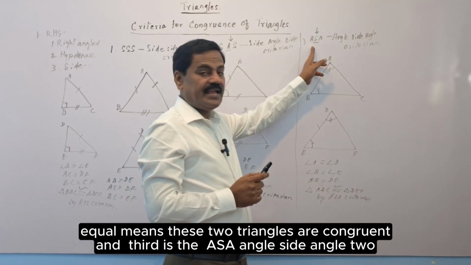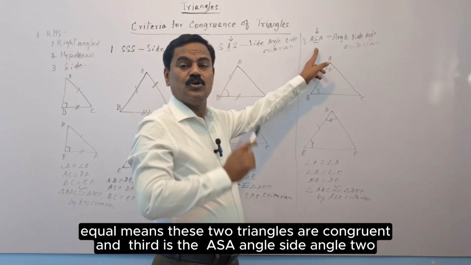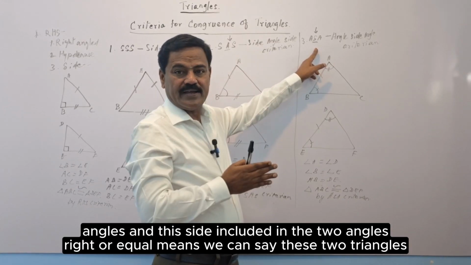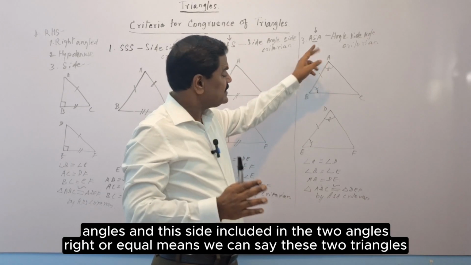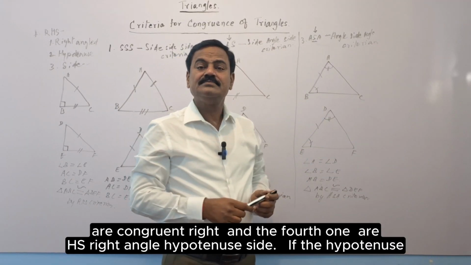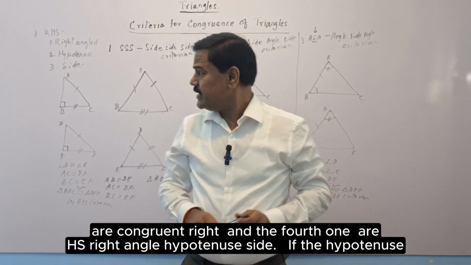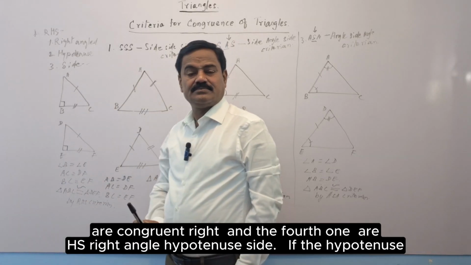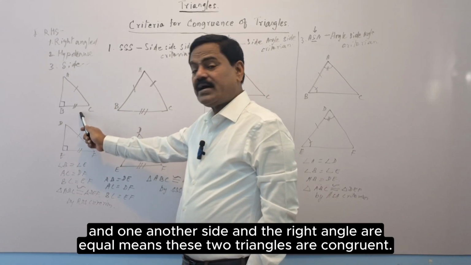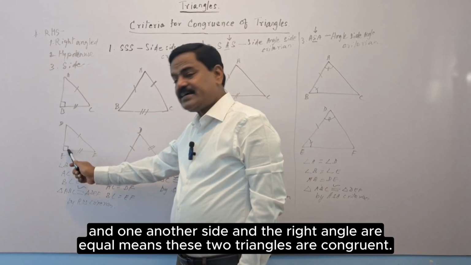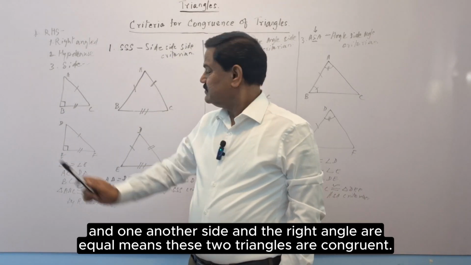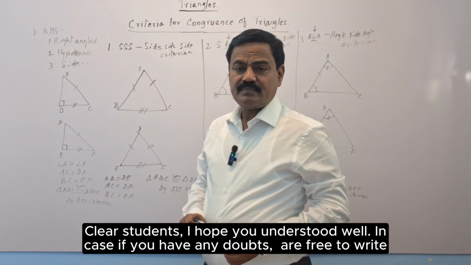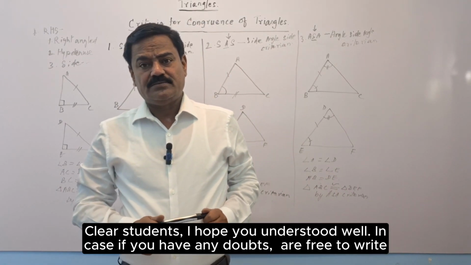And third is the ASA, angle, side, angle. Two angles and the side included in the two angles are equal, means we can say these two triangles are congruent, right? And the fourth one, RHS, right angle hypotenuse side. If the hypotenuse and one another side and the right angle are equal, means these two triangles are congruent. Clear, students? I hope you understood well, right?